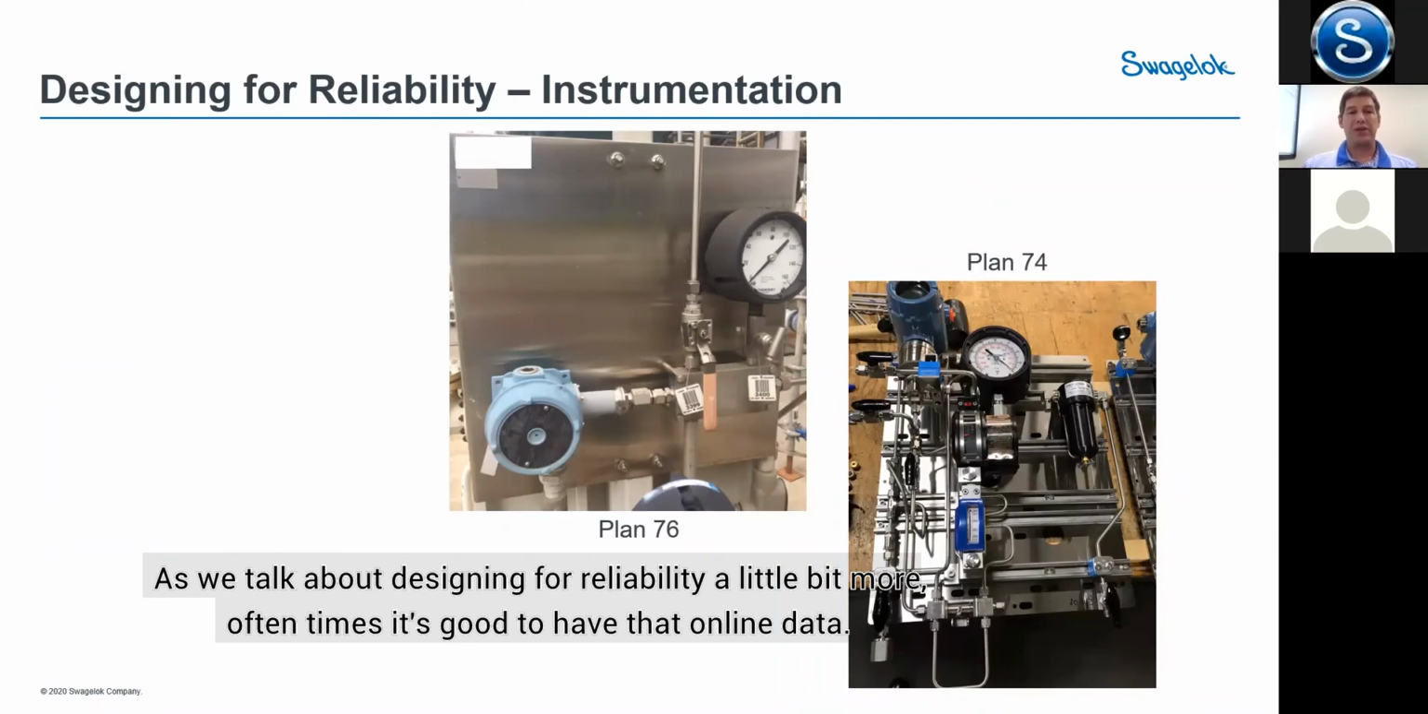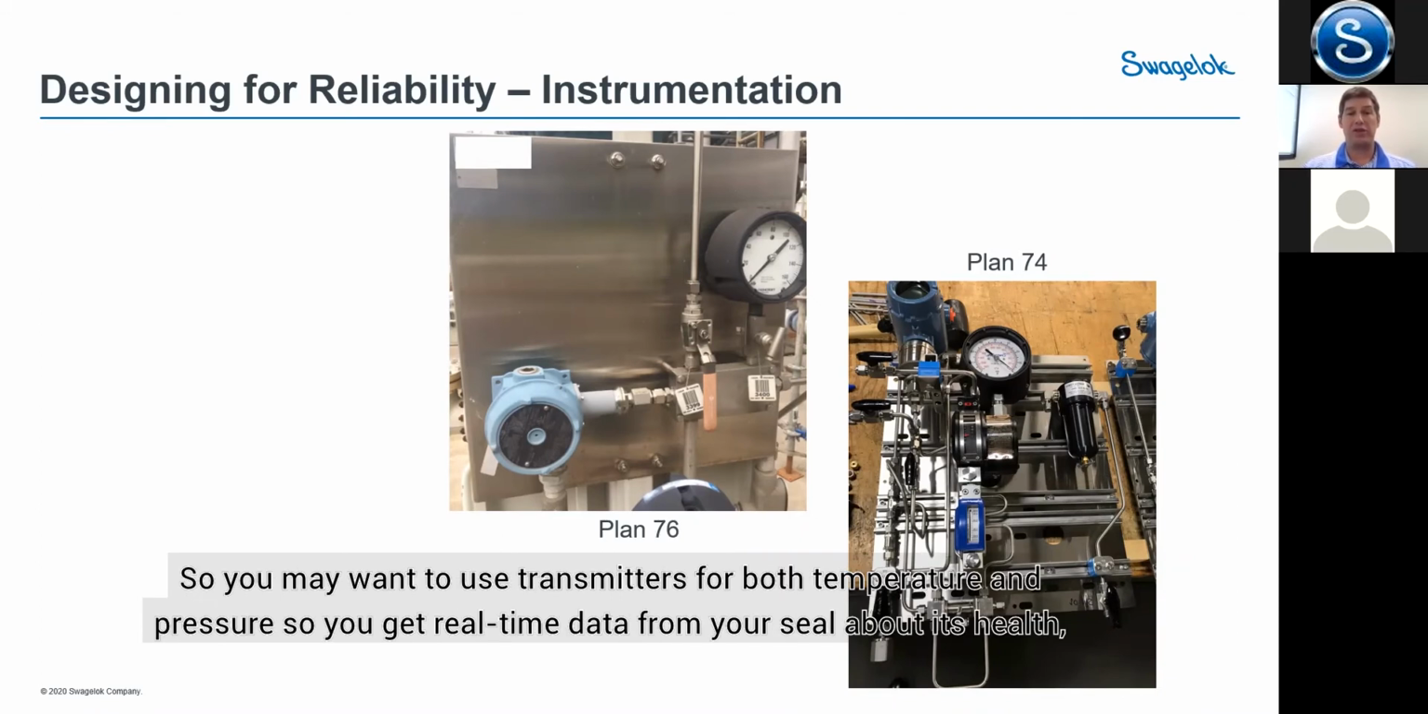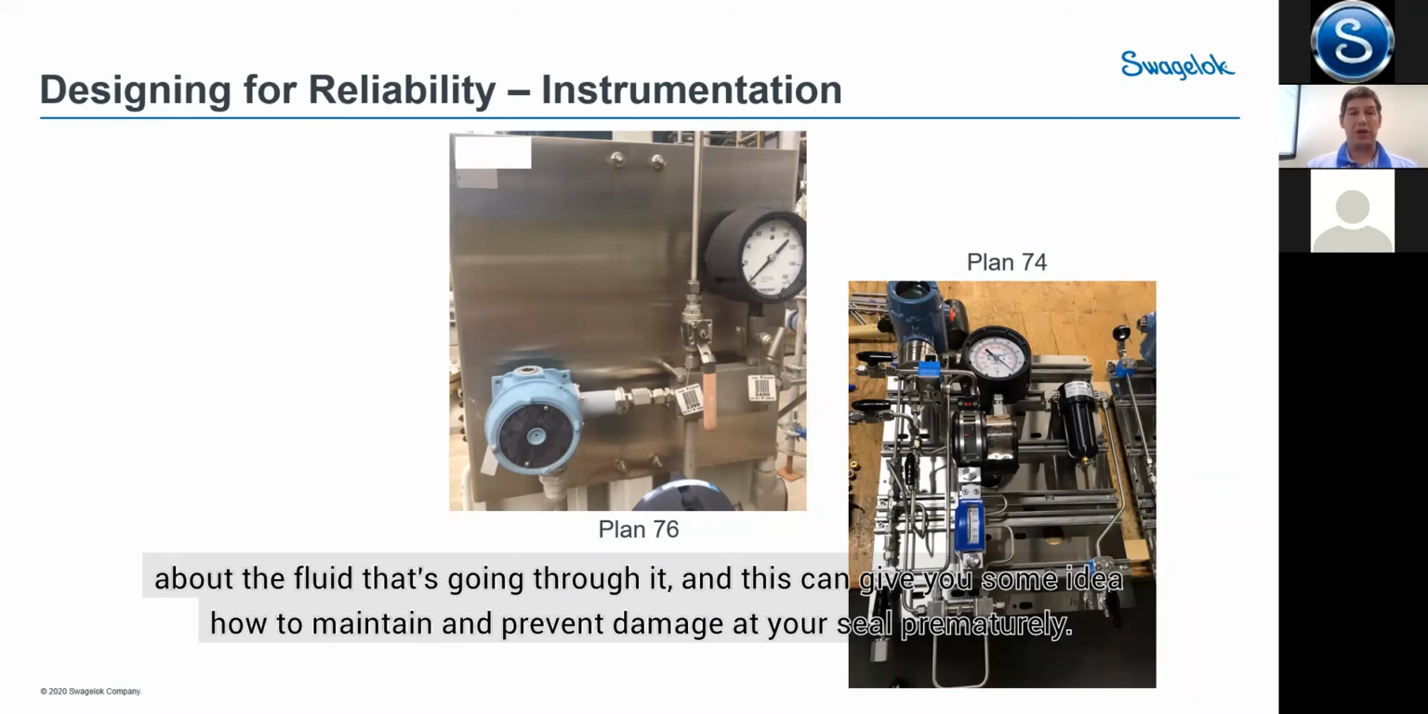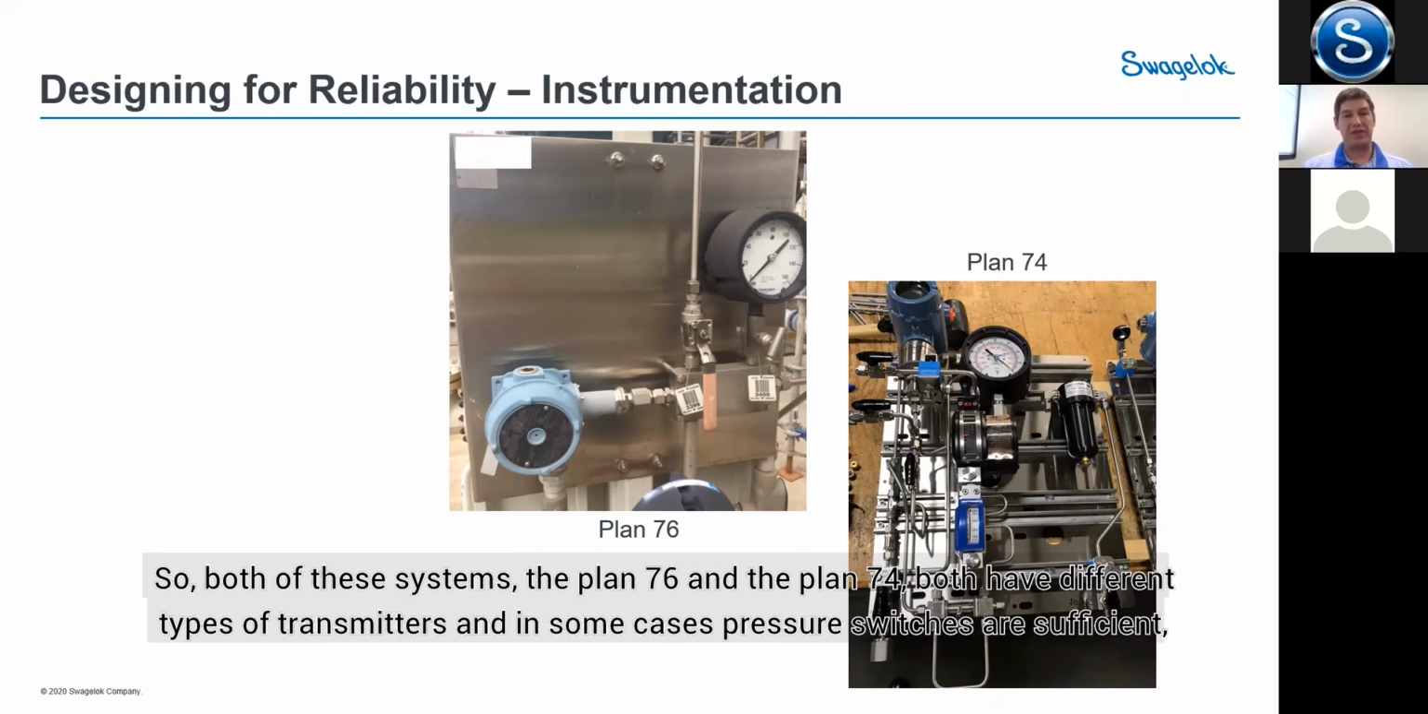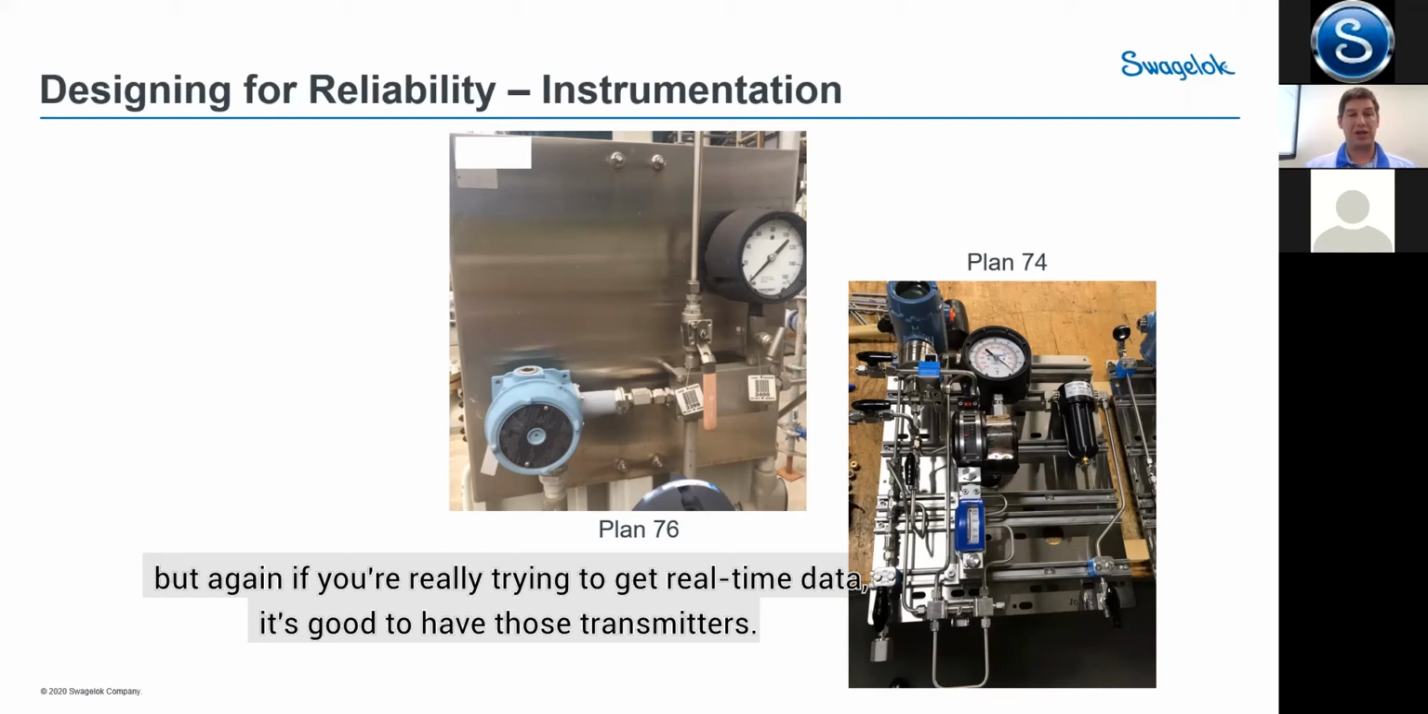And as we talk about designing for reliability a little bit more, oftentimes it's good to have that online data. So you may want to use transmitters for both temperature and pressure. That way you get real-time data from your seal about its health, about the fluid that's going through it. And this can give you some idea on how to maintain and prevent damage at your seal prematurely. So both of these systems, the Plan 76 and the Plan 74, both have different types of transmitters. And in some cases, a pressure switch is sufficient. But again, if you're trying to really get that real-time data, it's good to have those transmitters.